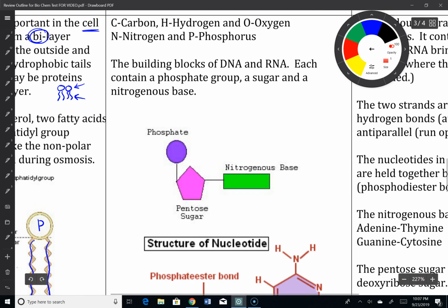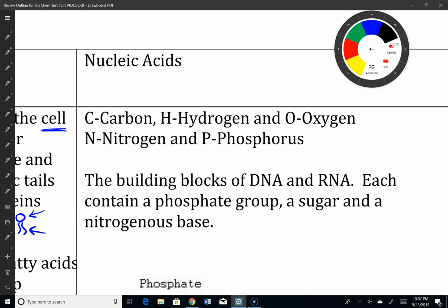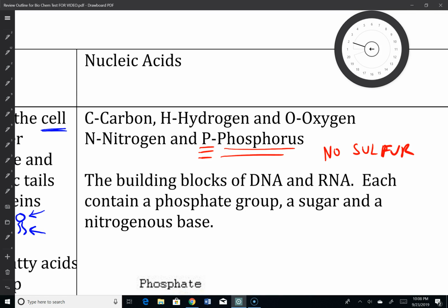Let's move our story along to nucleic acids. Now, nucleic acids have a player, and the player here is phosphorus. Now, phosphorus is always there. Always, always, always. Notice, no sulfur. As soon as you see sulfur, proteins. When you do not see sulfur, nucleic acids. If you see phosphorus and nitrogen, you're thinking nucleic acids, unless I go out of my way to say phospholipid, which I will do.